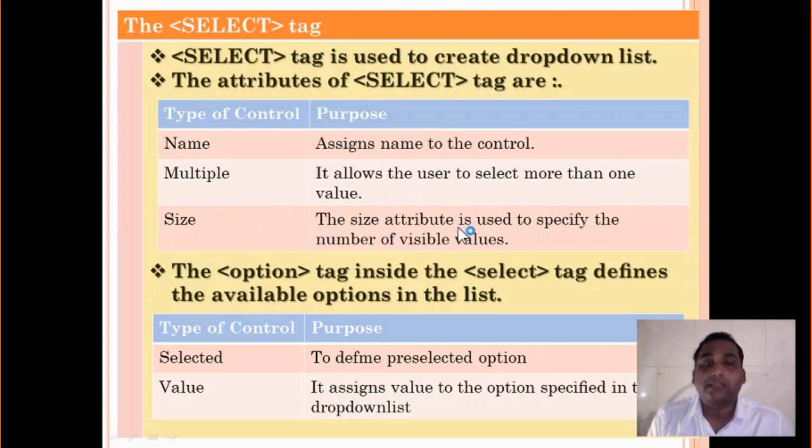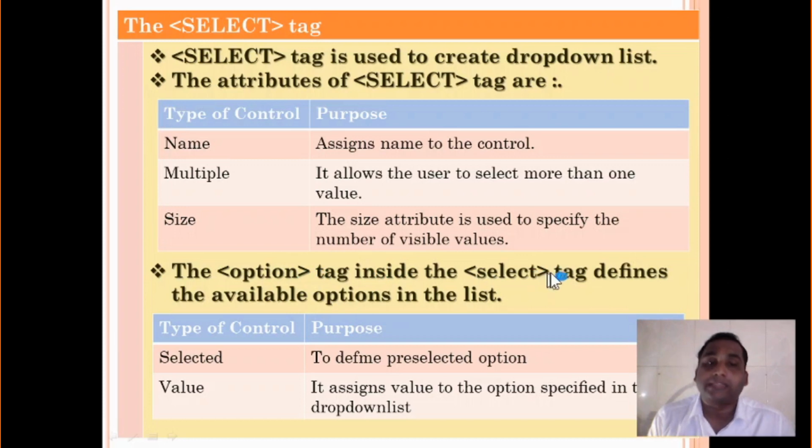And size attribute is used to specify the number of visible values. When you say size equals 5, it becomes a list box. When you say size equals 1, it becomes a drop down list box. And the options in that select tag or list box are specified with the help of the option tag.